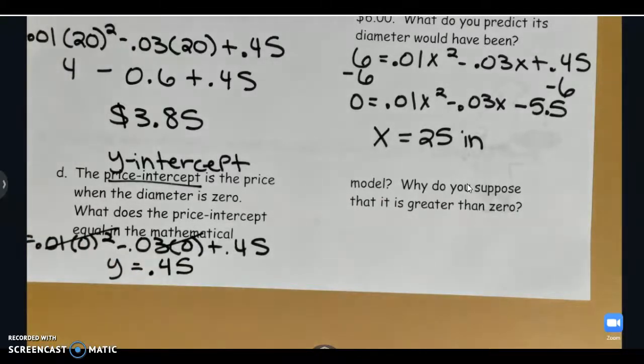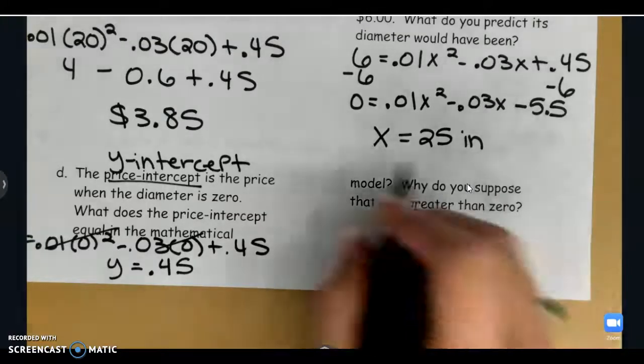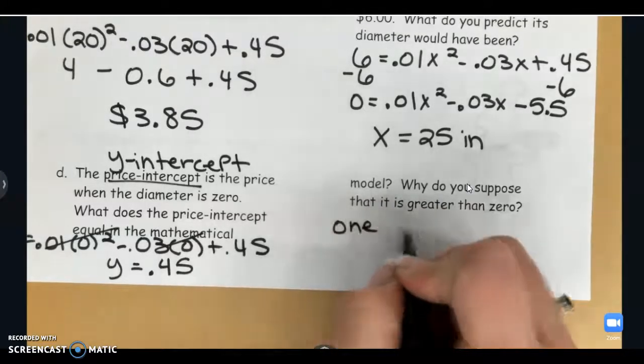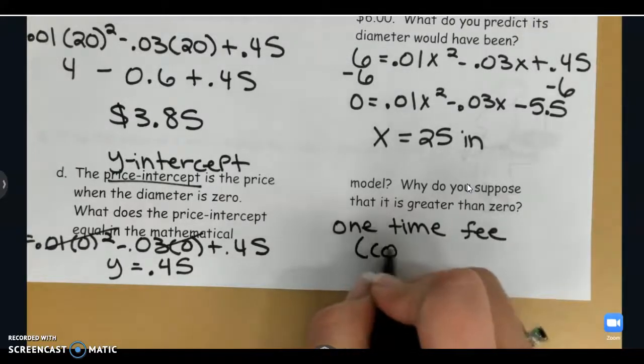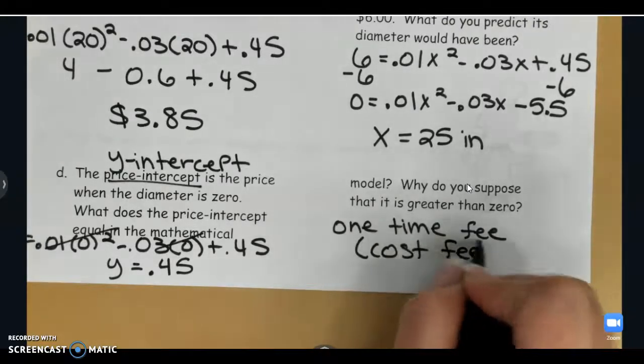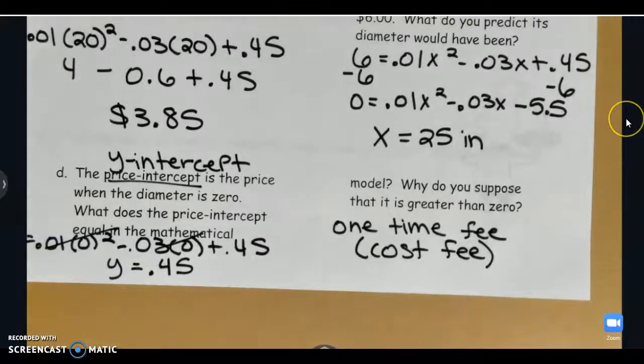So why is that greater than 0? Well, this would represent, in a real-life scenario, a one-time fee. So this could be the cost of the box, or just something that our pizza place is saying, for every pizza we sell, we are charging this base overhead price. So moving on to the next one.